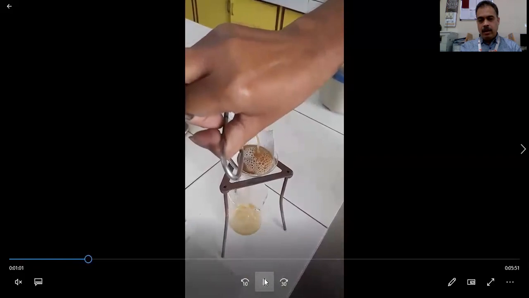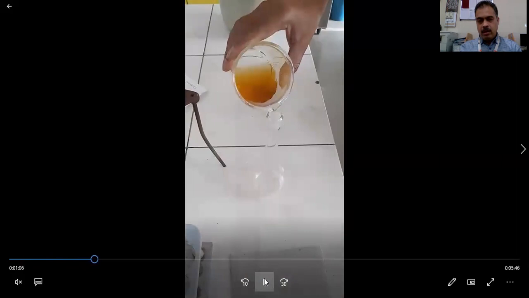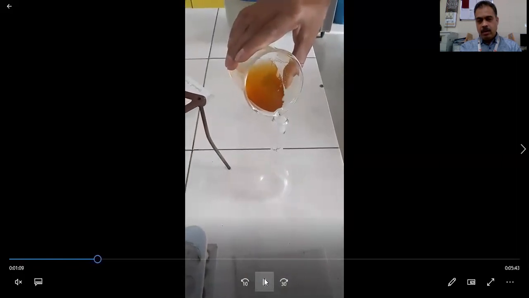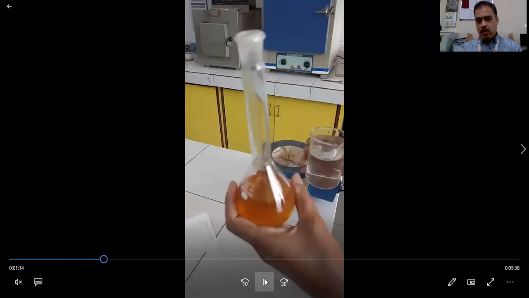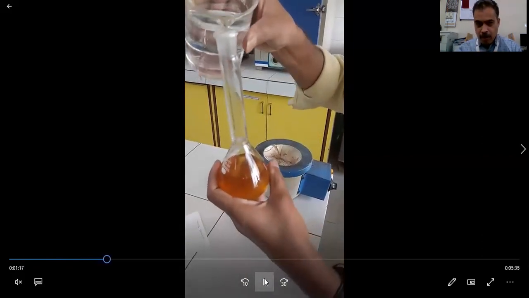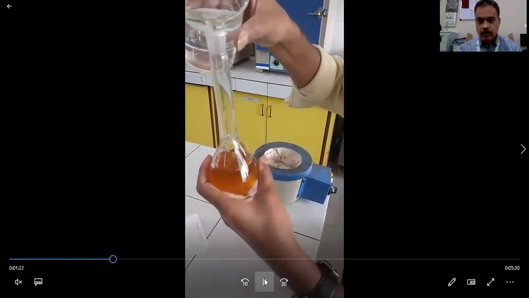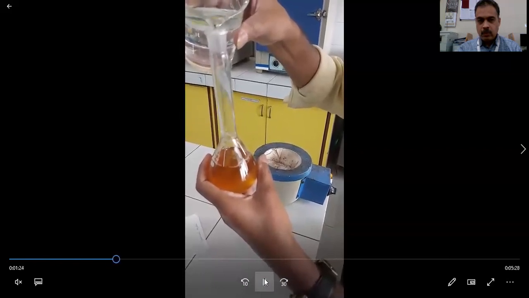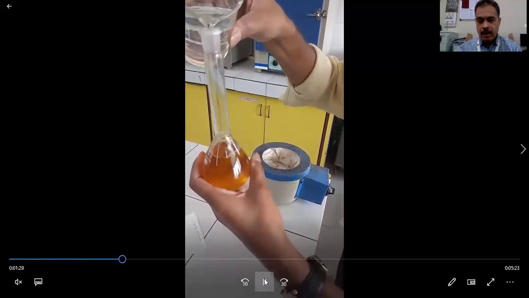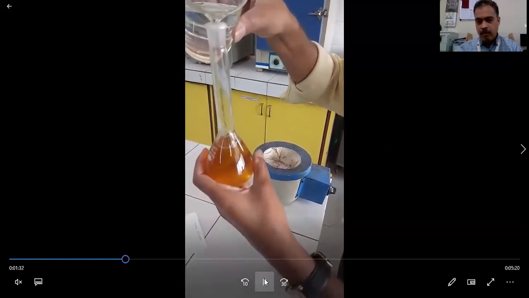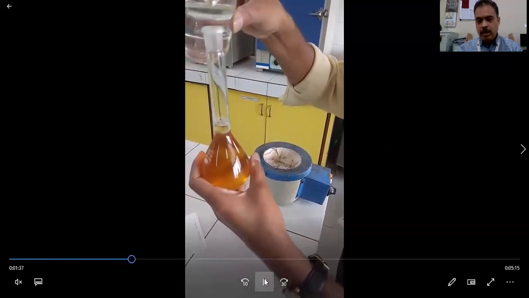Once the filtration is done, we'll put this filtrate into a volumetric flask. In the boiling process, some water might have evaporated, so the volume will be less, and we'll make up the volume to 100 ml by adding normal water. We can see the marking there. Up to that marking we have to add water, so now it is 100 ml.